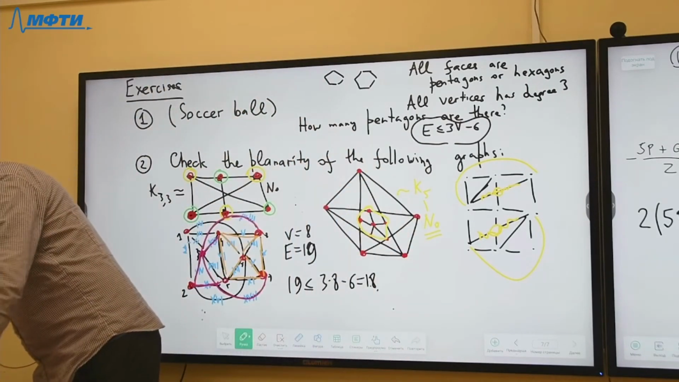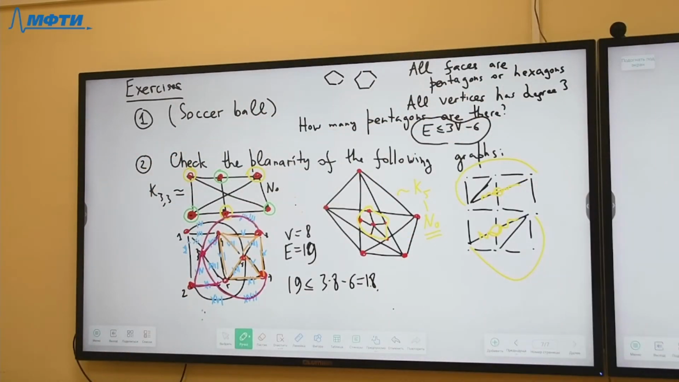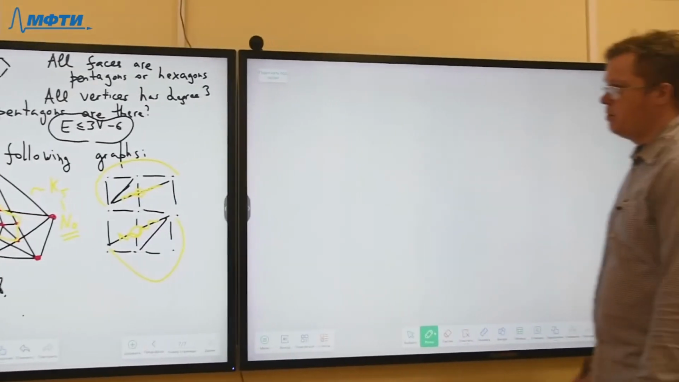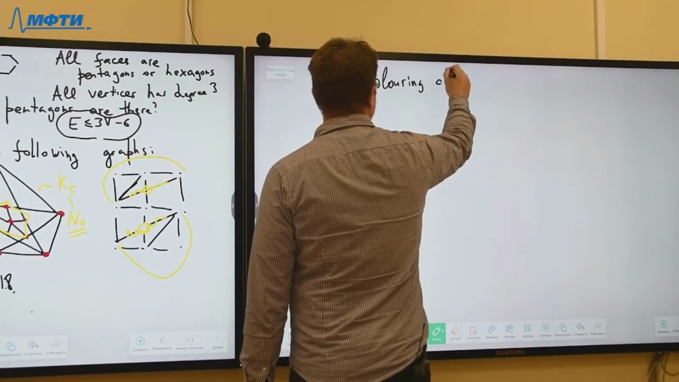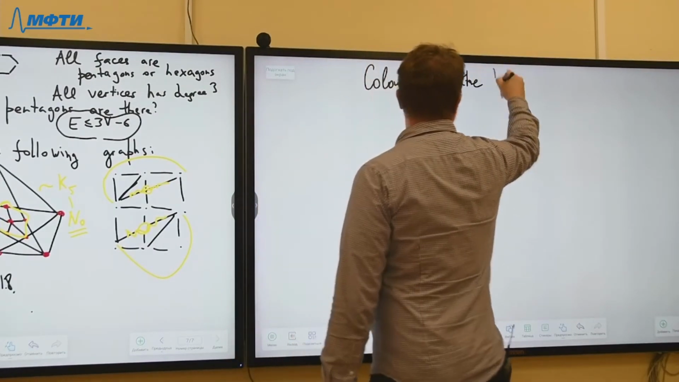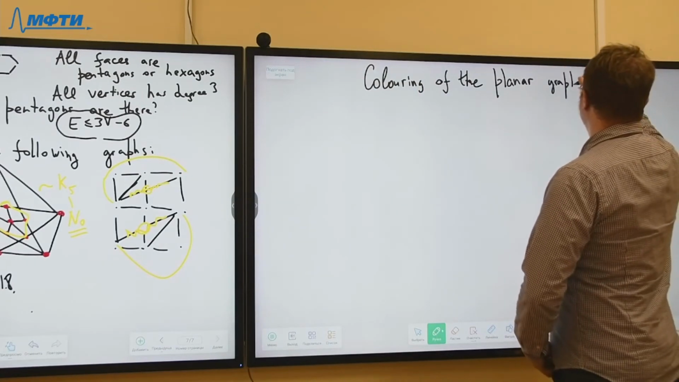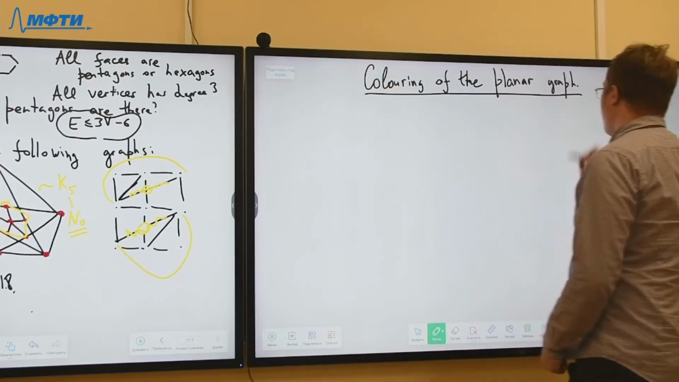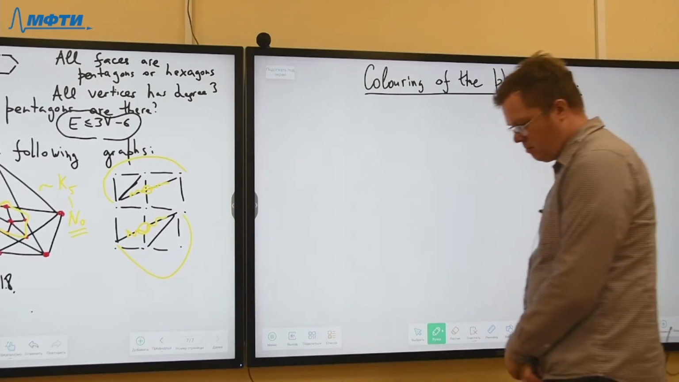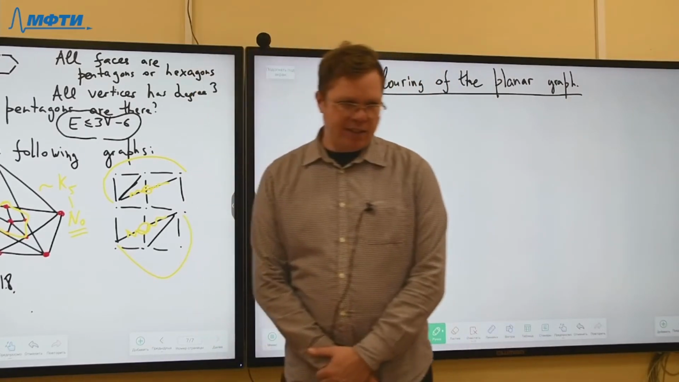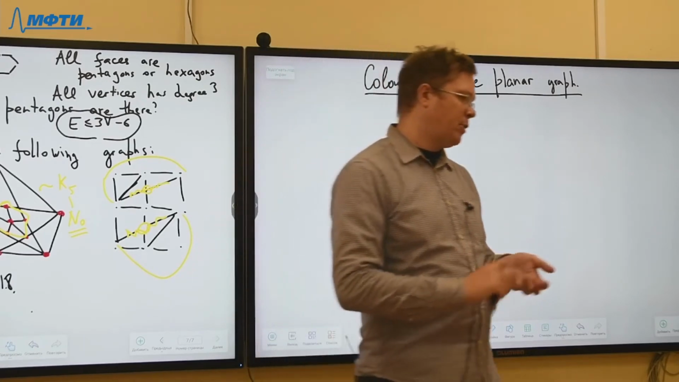Okay, so we have about an hour. So let's talk about the coloring of planar graphs. There are three different questions. We can color the edges, we can color the vertices, and we can color the faces.